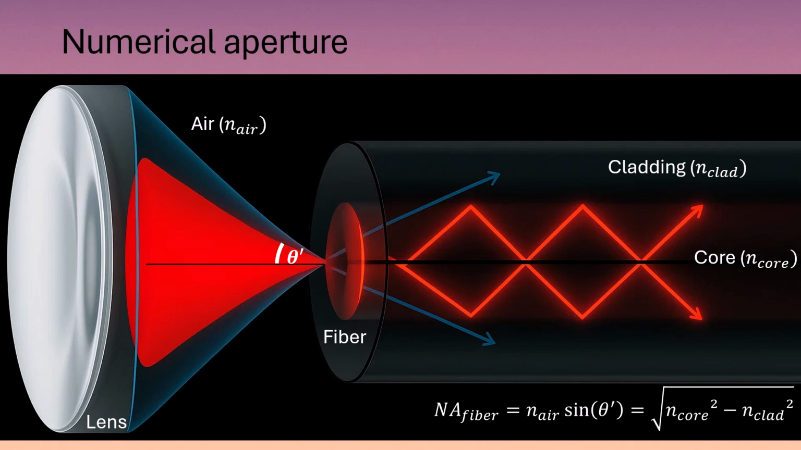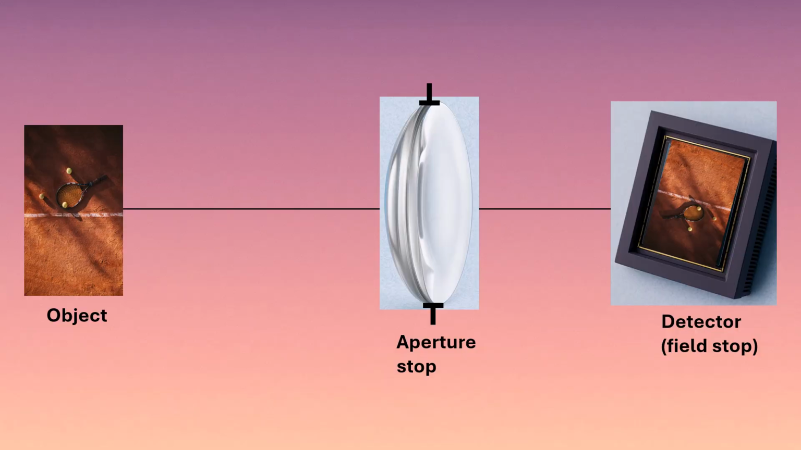Instead, it's determined by the square root of the difference between the square of the core and cladding refractive indices of the fiber. In this case, you can see that the fiber acceptance angle is smaller than that of the lens. Therefore, the effective aperture in red is defined by the fiber numerical aperture. The aperture limits the size of the cone of light passing through an optical system, or more generally, the amount of light passing through an optical system.